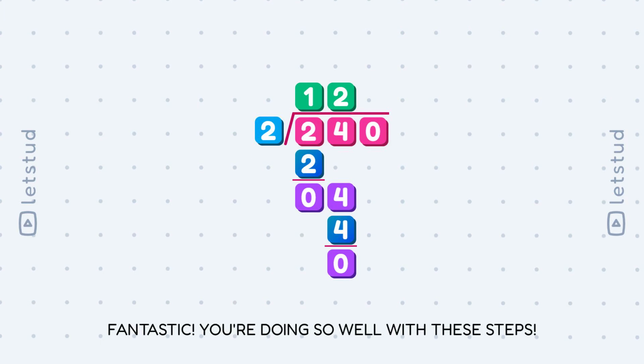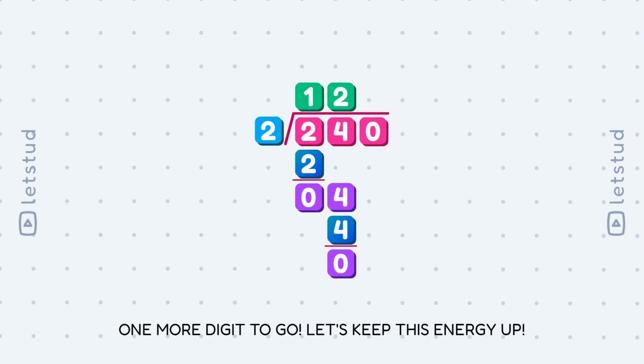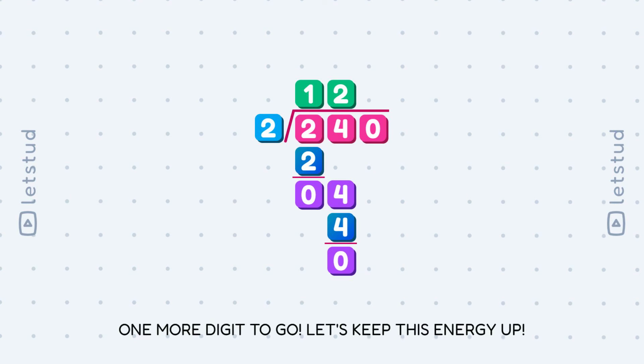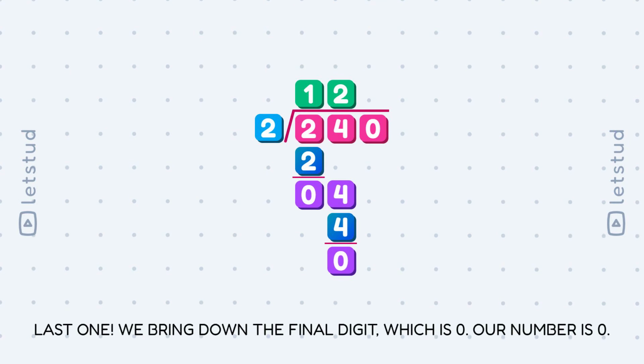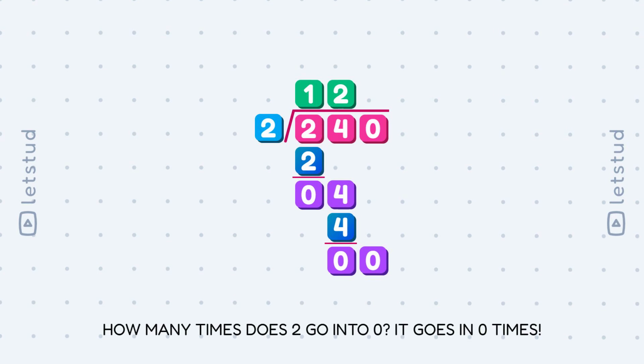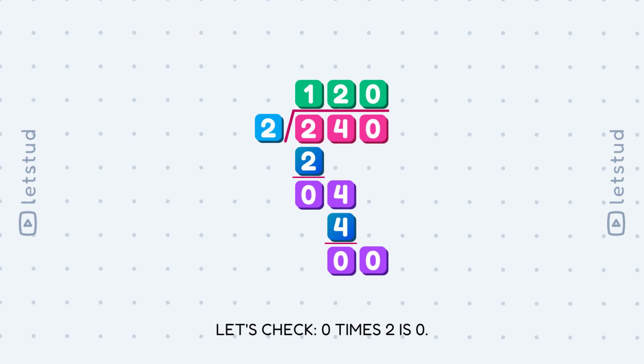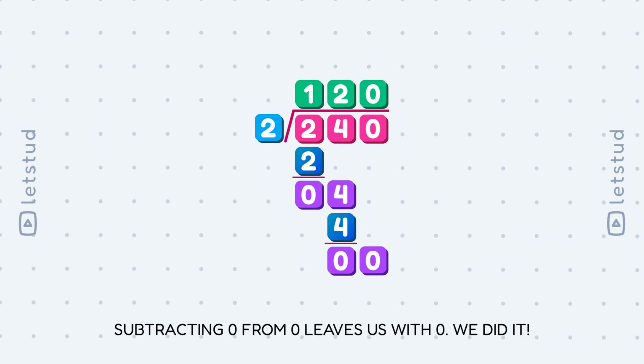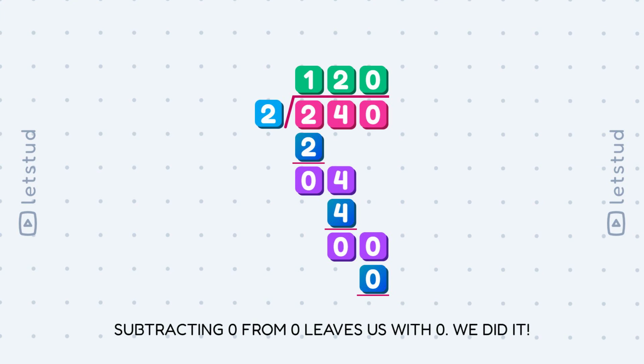Fantastic, you're doing so well with these steps. One more digit to go. Let's keep this energy up. Last one, we bring down the final digit, which is 0. Our number is 0. We're looking at the 0. This is our last partial number. How many times does 2 go into 0? It goes in 0 times. Let's check. 0 times 2 is 0. Subtracting 0 from 0 leaves us with 0.